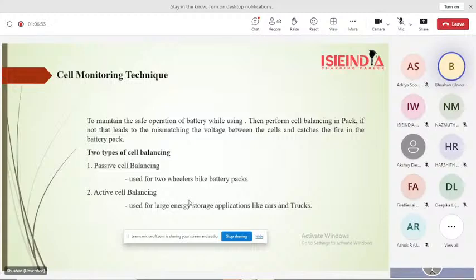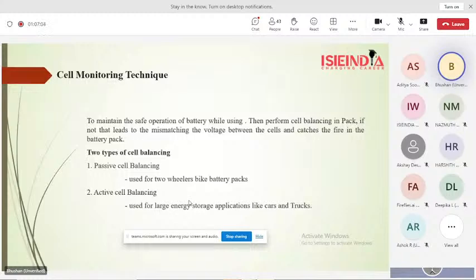But with a resistor, while you are using the resistor, there is a chance of heat being produced in the system, because the load current will be transferred through the resistor, and heat will be produced in the resistor. That will also increase the burden on the thermal management system, and the temperature will increase. So there are certain disadvantages in passive cell balancing.